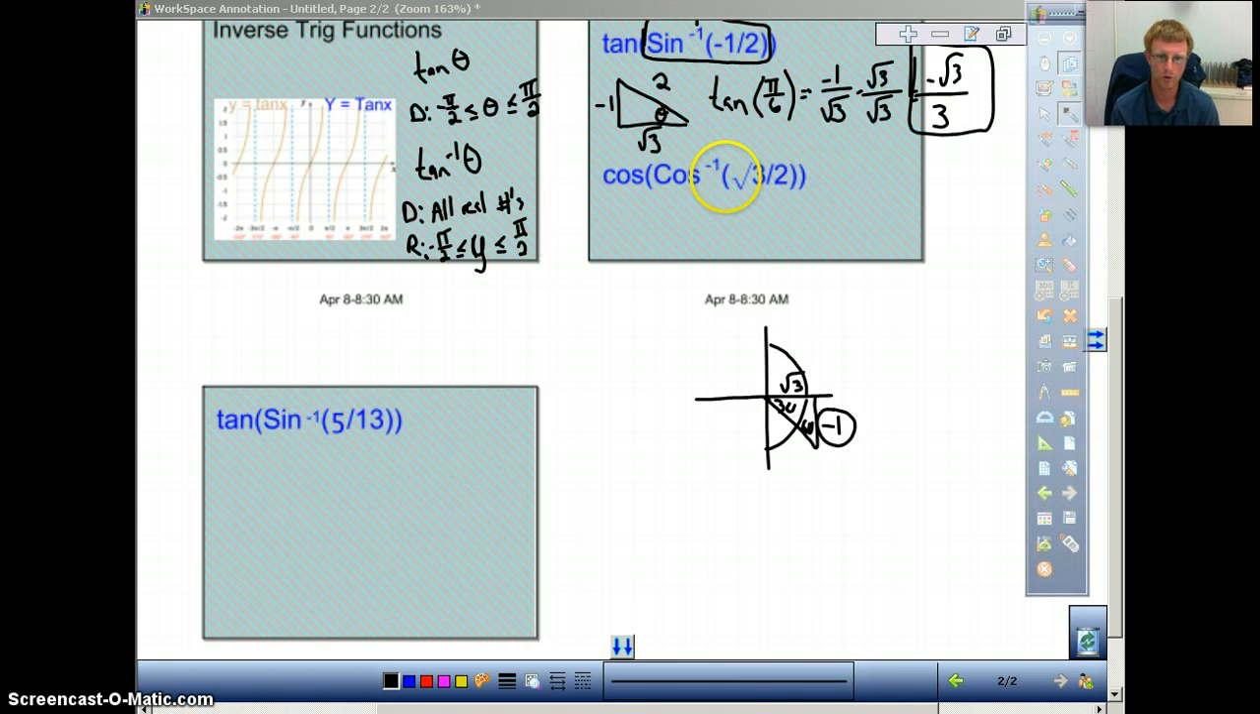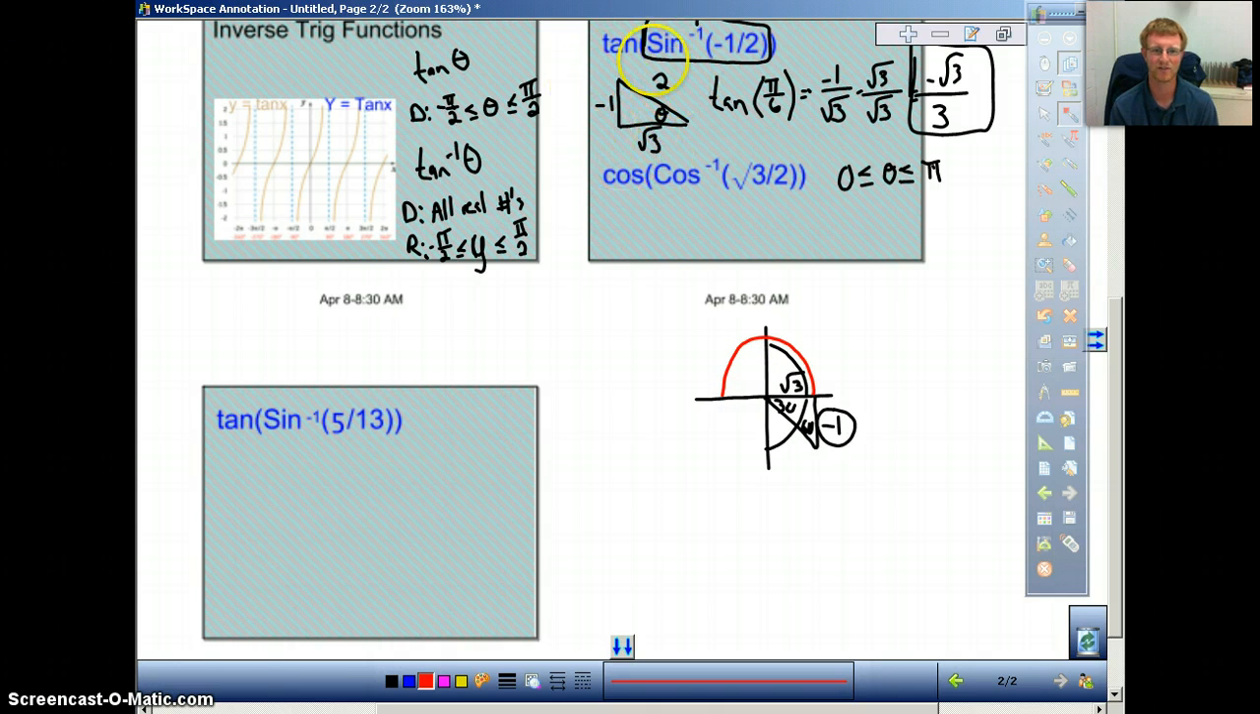Again, we can look at, first of all, our domain. Our domain has to be in between 0 and pi, because this is inverse cosine. Okay, so we know that that's going to be either in the first quadrant or the second quadrant. So again, we look at square root of 3 over 2.